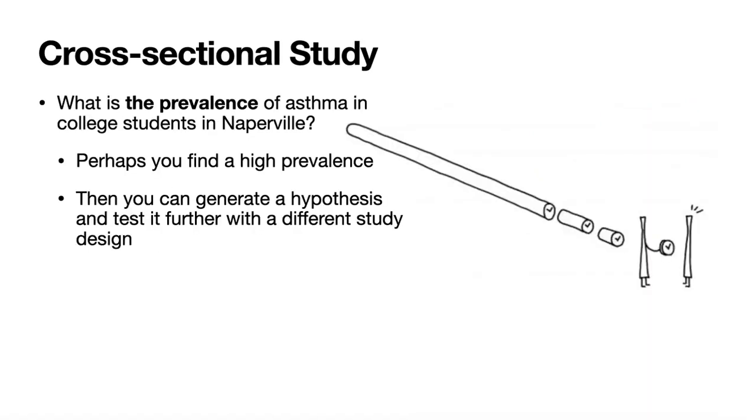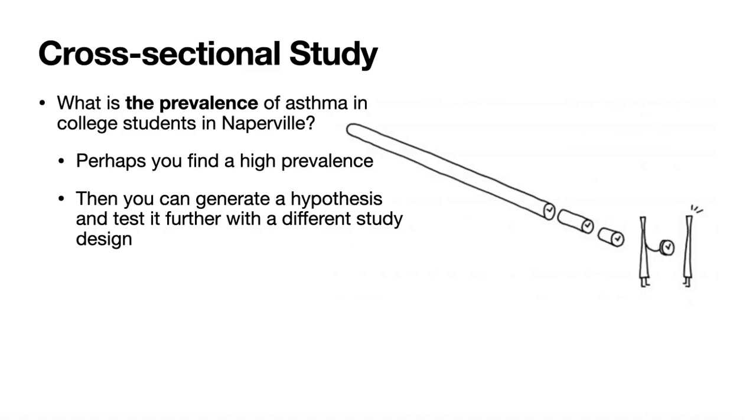So here is our cross-section of time, of a clock, right? Our cross-sectional study says, okay, let's study things that occur in this period of time, or in this well-defined period of time, or in this longer well-defined period of time. We're going to see if two things occur simultaneously. So we can look at a question like, what is the prevalence of asthma in college students in Naperville? And we can see if there's a high prevalence.